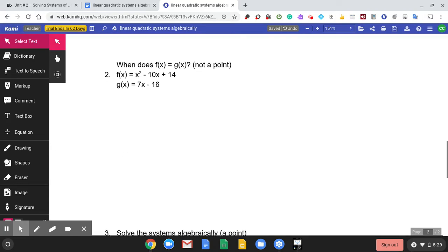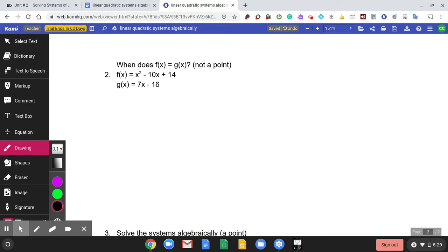Now, when it says "when does f of x equal g of x," again, that's like y equals, but when are they equal? Well, it doesn't say a solution, it just says equal. So you don't have to actually plug it back in, you just have to tell the x value. All right, so once again, we're going to set them equal to each other. So we'll write that. We're going to set them equal.